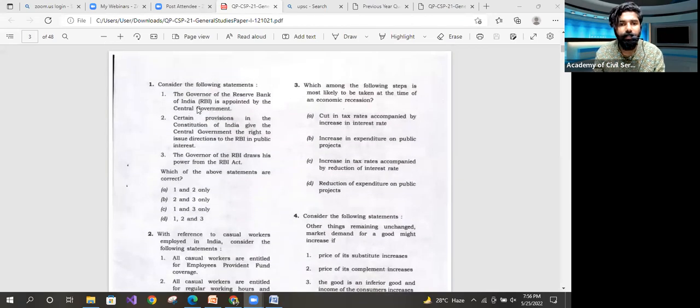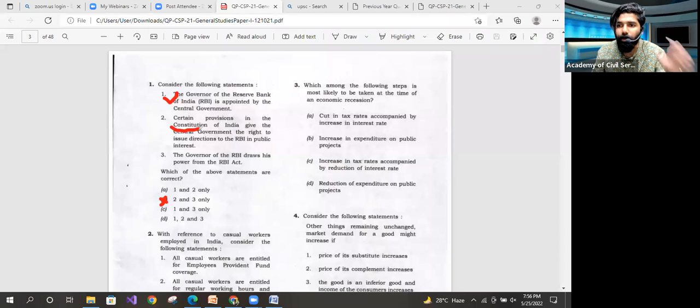For example, the Governor of the Reserve Bank of India is appointed by the central government. Yes, this is right. If that is right, I will eliminate option B. Certain provisions of the Constitution of India give the central government the right to issue directions to the RBI. I'm just giving a demo of reading the question paper. I'm not discussing anything on this point. We'll discuss this question later through the slides. Just follow me on how to read the question paper.